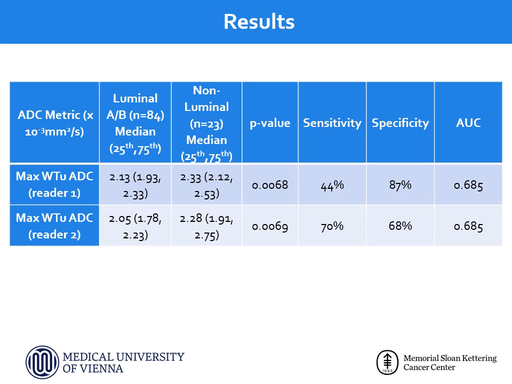The maximum whole tumor apparent diffusion coefficient was the only metric that was significantly different among molecular subtypes for both readers and was able to differentiate luminal from non-luminal cancers with moderate accuracy.